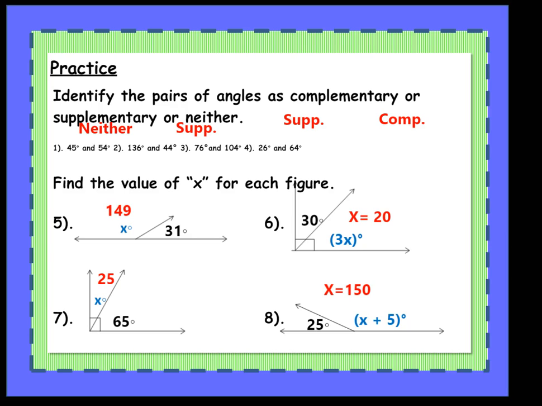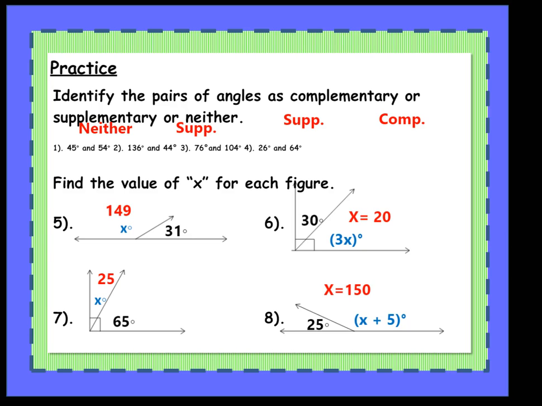Number 2, if you add 136 and 44, you get 180. So that's why they say supplementary. 76 plus 104, that's 180 as well. So they got a supplementary. And then 26 plus 64, that's exactly 90. So those two angles are complementary.